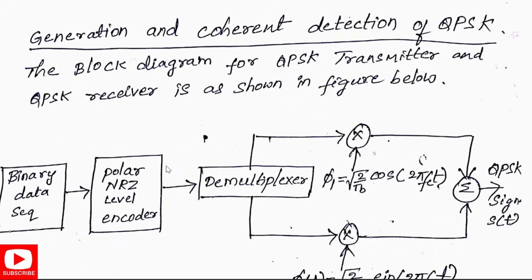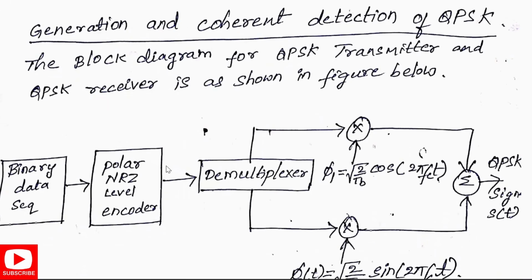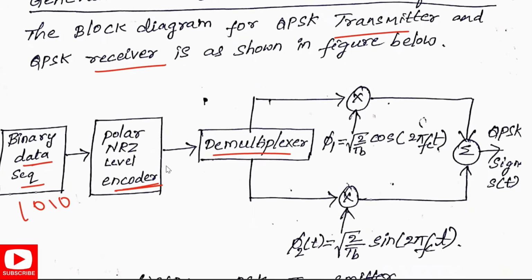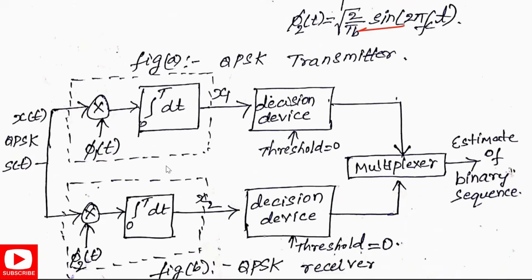Next is the generation and detection of QPSK. So here the block diagram for the QPSK transmitter and receiver is shown. Firstly, we provide the binary sequence data as usual, as 1, 0, 1, 1. Then a polar NRZ level encoder is there. Then here we have a demultiplexer. It is divided into two parts where we provide an input for a cosine function as well as a sine function. Finally, we sum it up and give out the QPSK signal, that is S of t. This is our QPSK transmitter.